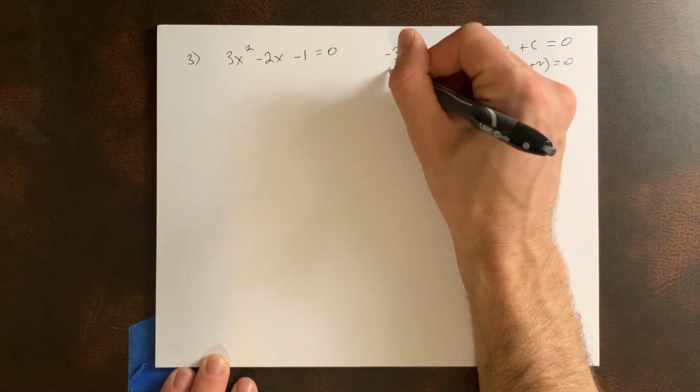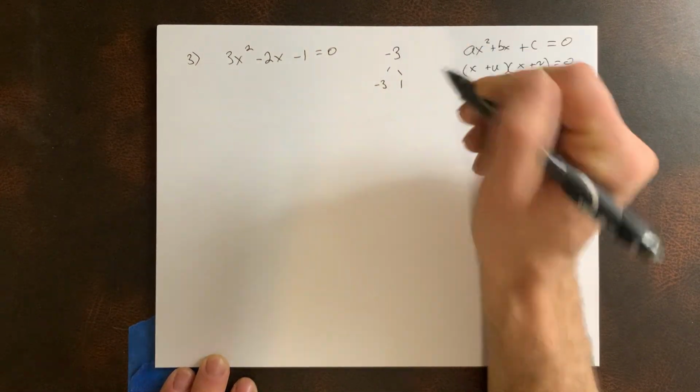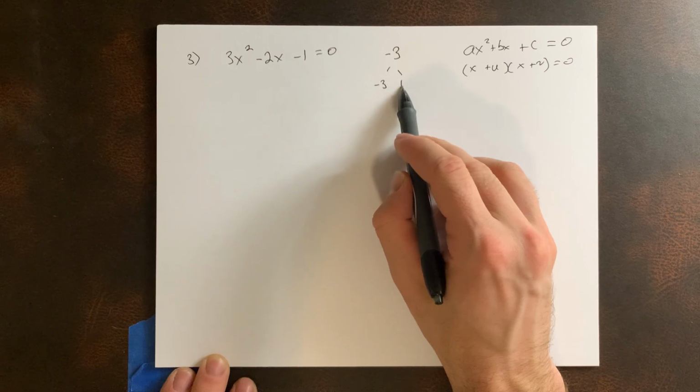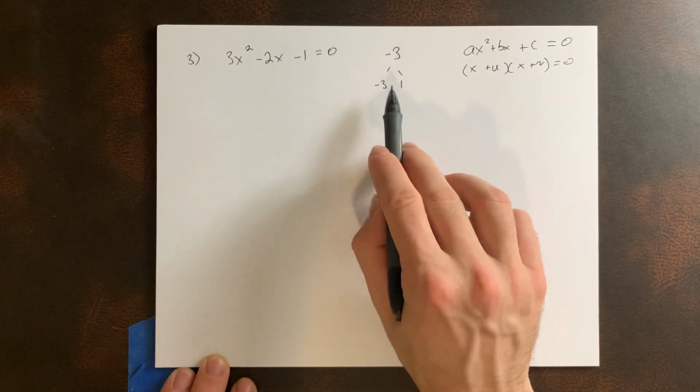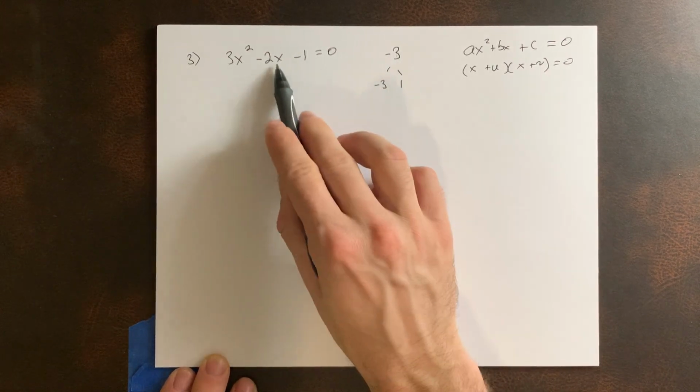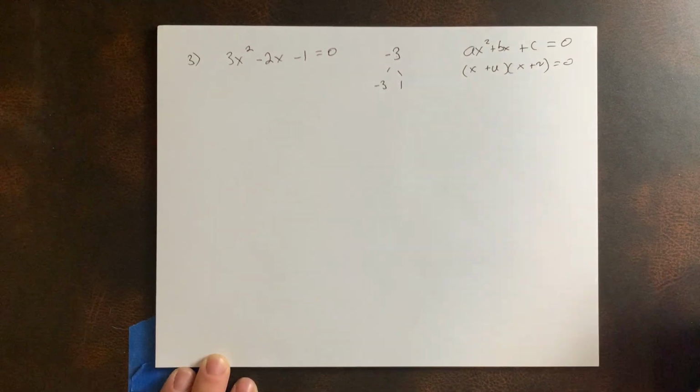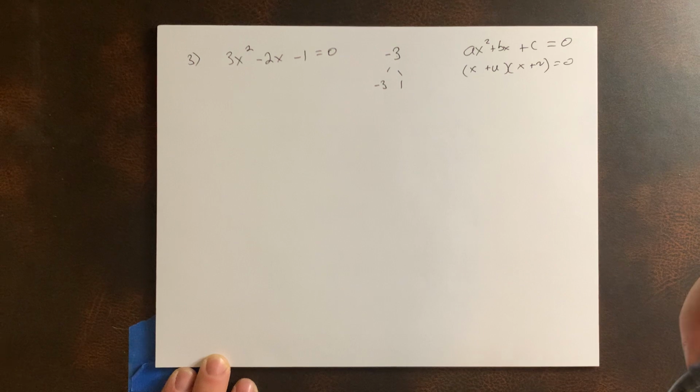But if we choose, say, minus 3 and positive 1, so minus 3 times positive 1, that is minus 3. And these numbers add up to this middle number. So in this situation, we are going to be able to factor. And then the next example, we won't be able to, and then we'll have to do another procedure to continue.